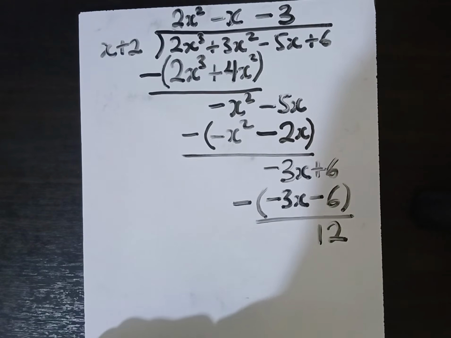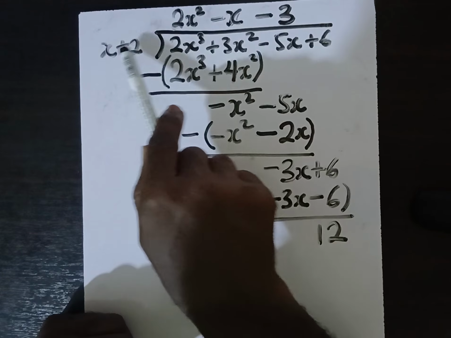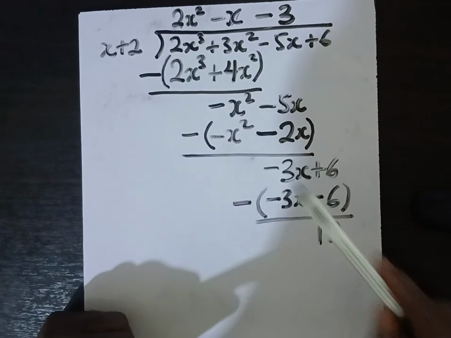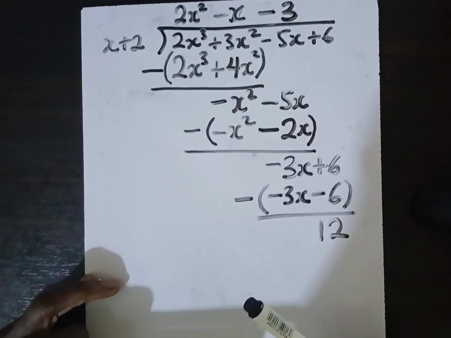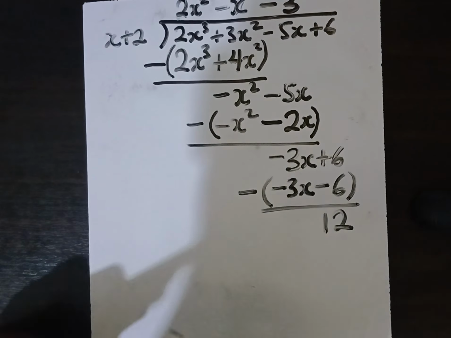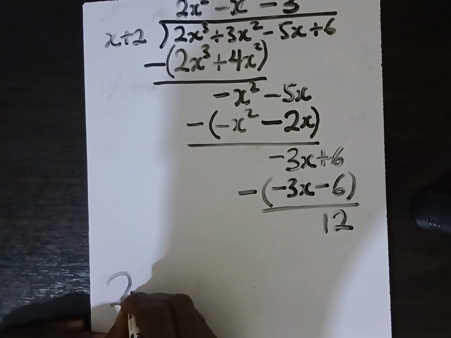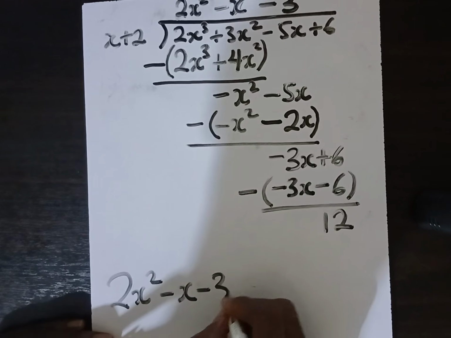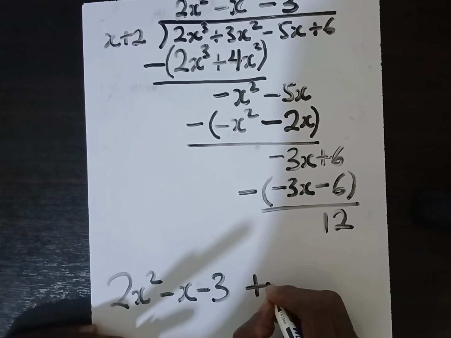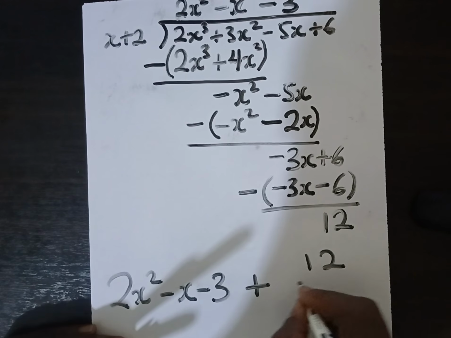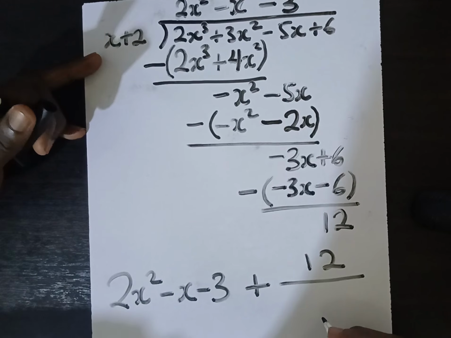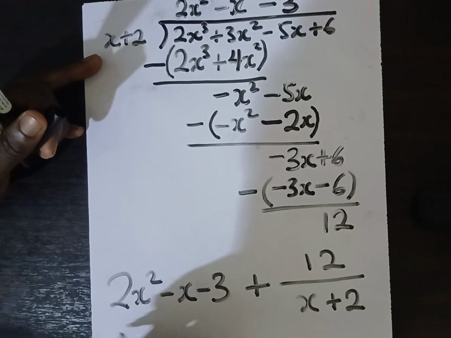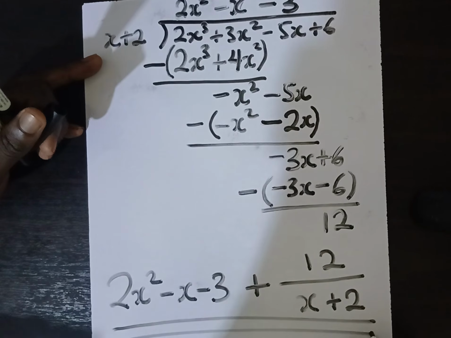So what it means is that when we divide this by x plus 2, we are going to get this quotient and this remainder, and this is how we will write it. It means we are getting 2x squared minus x minus 3 plus 12 over the denominator, which was x plus 2. So that becomes your answer.